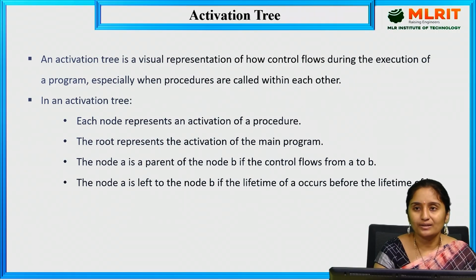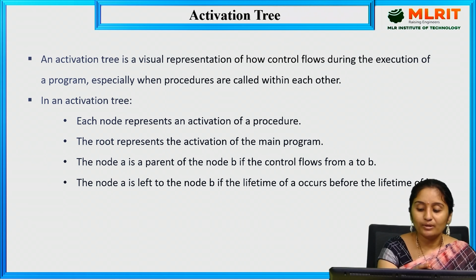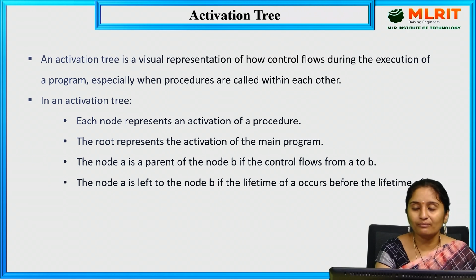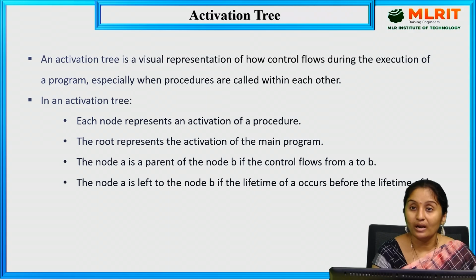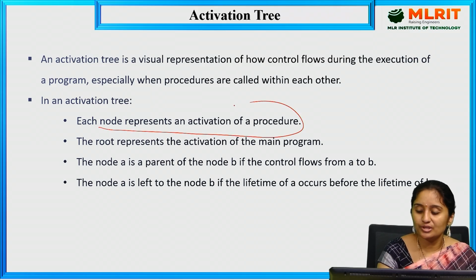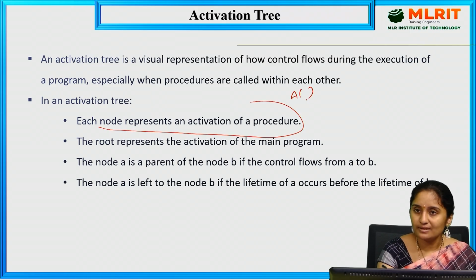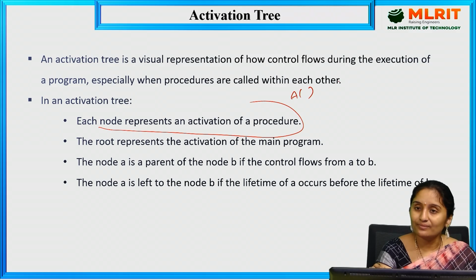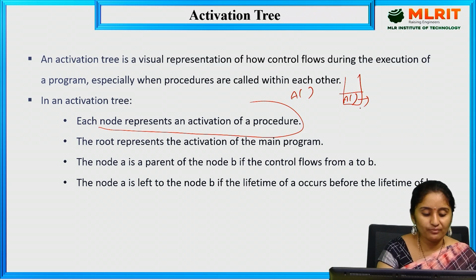So what is an activation tree? We are going to show it in a visual representation. That is how the control flows from one function call to another function call, how it is executed, and how it is popped from the stack. In an activation tree, each node represents an activation or a procedure. When A is called, which is a function call, one activation record is created in the stack. We can also call it an activation record or a procedure activation.